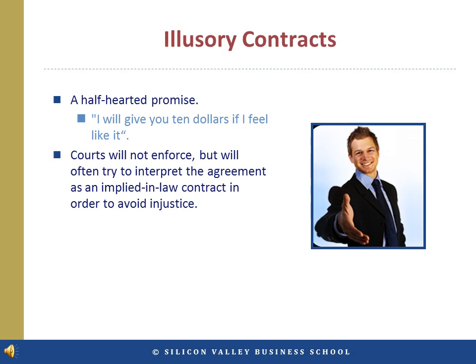It's a general principle of contract law that courts should err on the side of enforcing contracts. Parties entering into the arrangement presumably had the intention of forming an enforceable contract, and so courts generally attempt to follow this intention. An illusory promise is one that courts will not enforce. However, courts will often interpret the agreement as an implied-in-law contract and find a way to enforce a promise in order to avoid injustice.